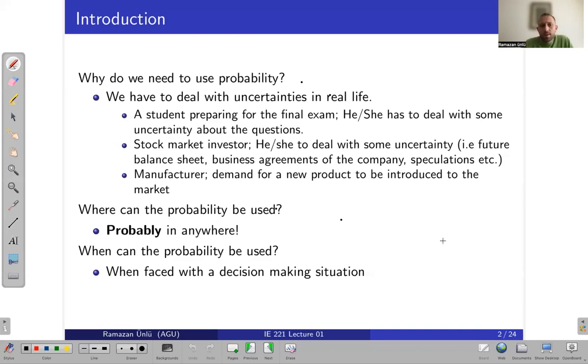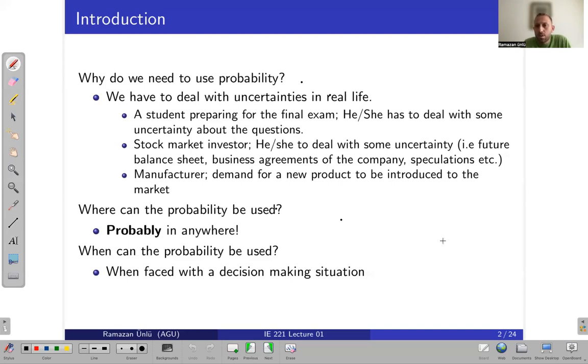The second question is, where can probability be used? Probably anywhere where there are uncertain things, because we cannot be sure, so it's not possible to say definitively. But we can distinguish a situation. If there is something certain, there is no need to use probability. But if there are some uncertain things, we can use probabilities.